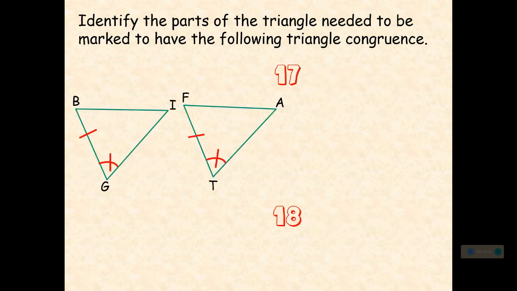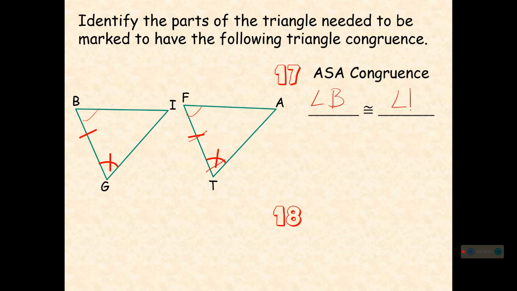So using these triangles, again, triangle BIG and triangle FAT, but we have the different markings now. Okay? If you are going to prove that these two triangles are congruent by ASA, so what part are you going to put the other tick mark? Since we already have the angle, the side, so we have the angle which is, yes, angle B is congruent to angle F is correct. How about number 18? If we are going to use the SAS congruence postulate.